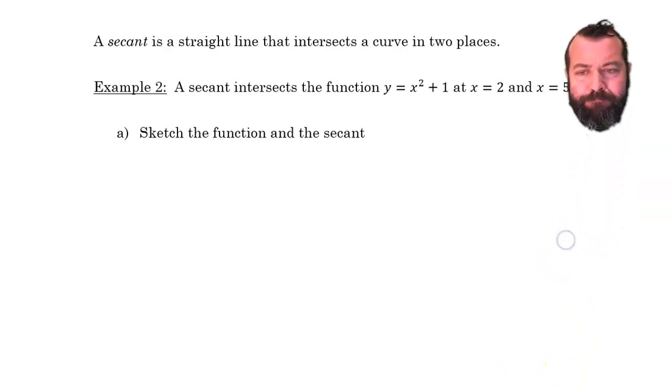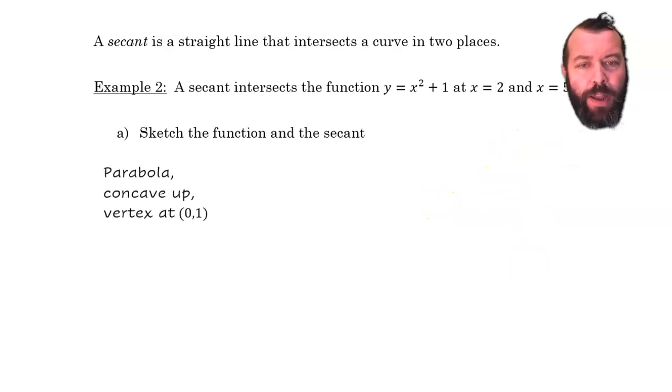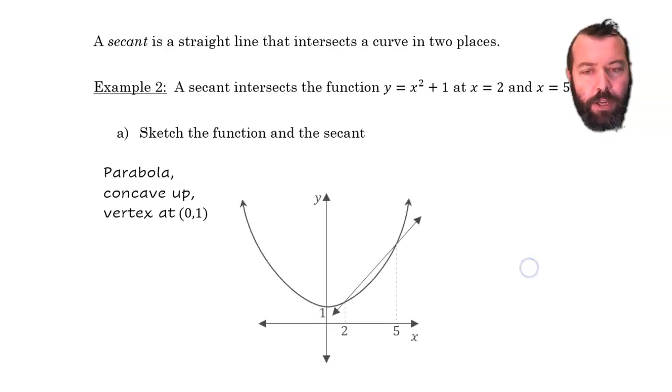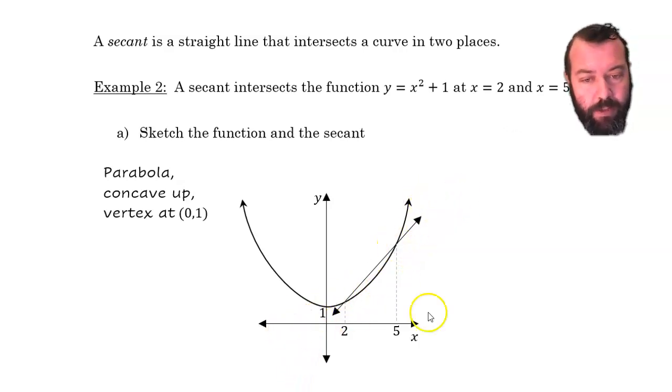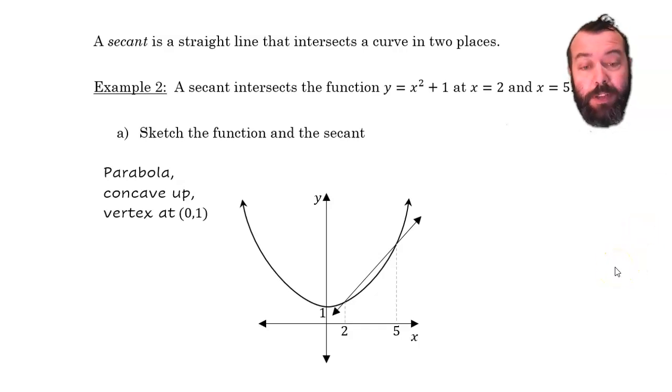So let's do that. My function is x squared plus 1. That's a parabola, concave up. The vertex is at (0, 1). So here we go. There's my parabola, concave up, vertex at (0, 1). And at x equals 2 and x equals 5, I've got a straight line, my secant, that intersects the curve at those 2 points. There's my sketch. It's all labelled.